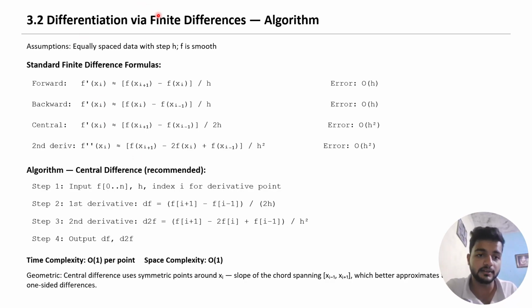Differentiation by finite differences. We'll take forward differences. Error becomes O of h for forward, O of h for backward, and O of h square for central. Algorithm for central difference: input f0 to fn, h, and index i for the derivative point. First derivative is df equals (f(i plus 1) minus f(i minus 1)) divided by 2h. In the second derivative, it is (f(i plus 1) term minus 2 fi term plus f(i minus 1) term) divided by h square. Time complexity is O of 1 per point.